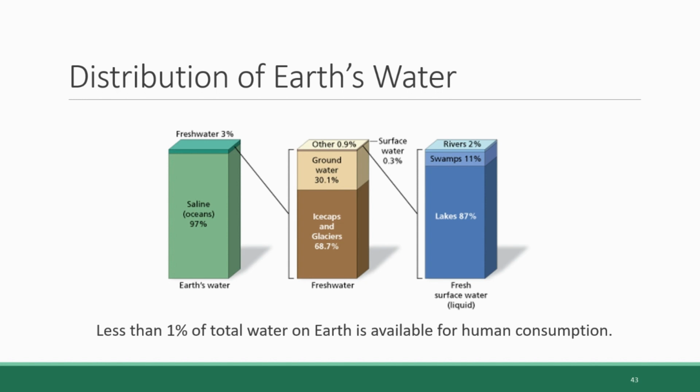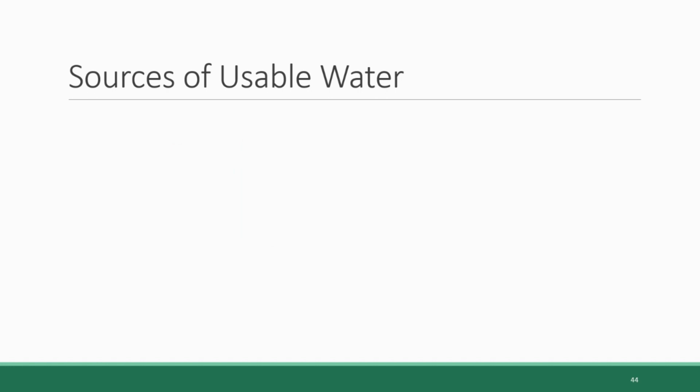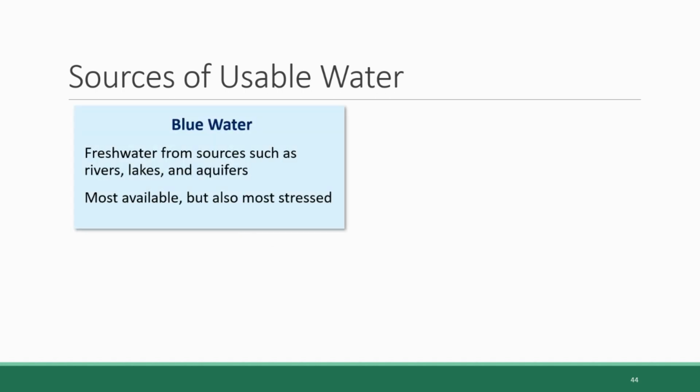Before we talk about the different sectors of human water use, though, let's establish the different categories of usable water. When we talk about usable water, there's 4 different categories that water managers have created into which all the fresh water can be divided. Blue water is the term used to describe fresh water that comes from sources like rivers, lakes, and aquifers. Blue water is the most readily available and easy to access, but because of this, it is also the most stressed source of water because it's being overdrawn.